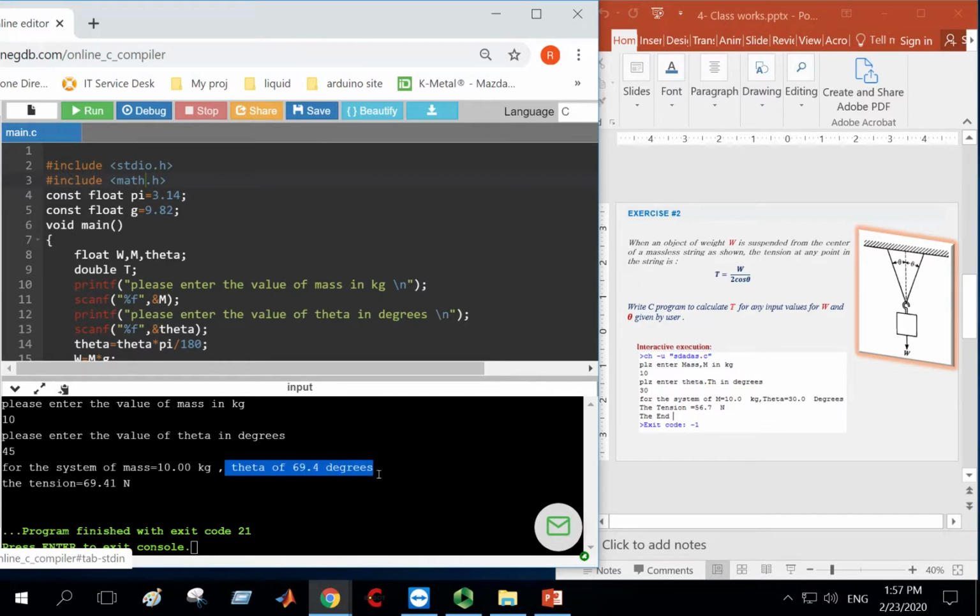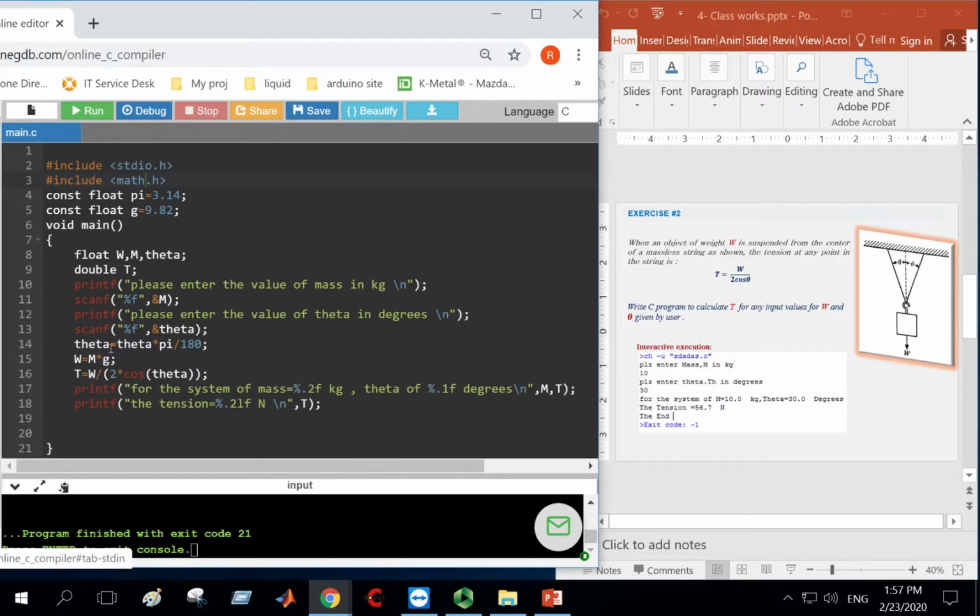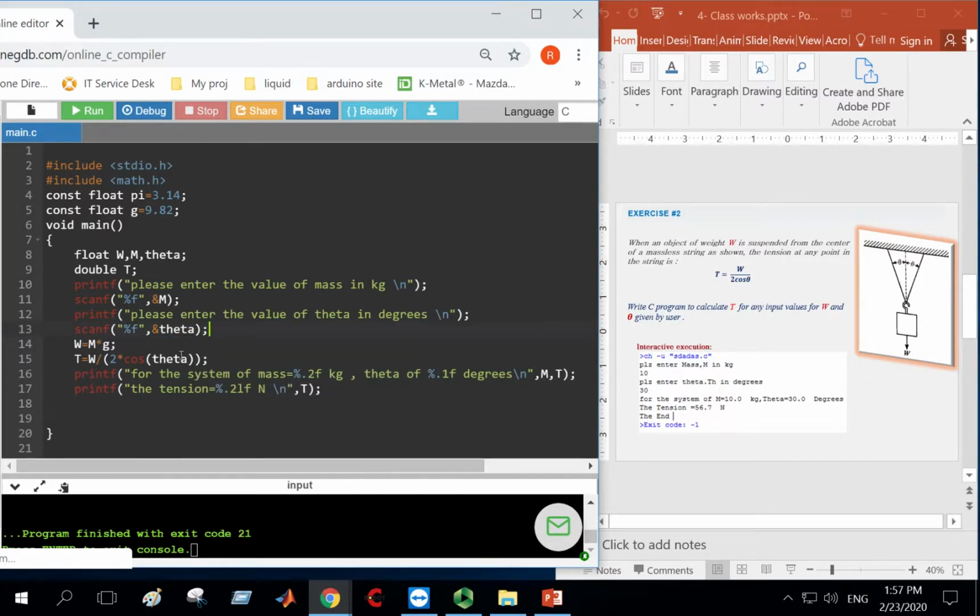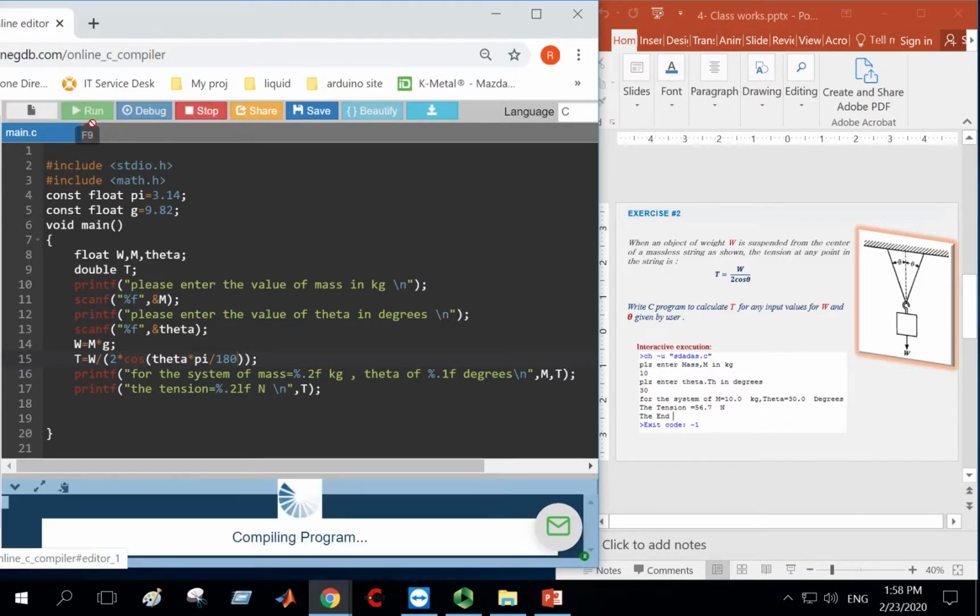theta becomes 69.4 degrees, which is wrong. Why? Because here, as you see, the value of theta changed and converted from degrees to radians. So I prefer to do what here, guys? I will remove all of these. So I will just cut this and remove this line, just keep theta as it is and convert it inside the cosine like this. So cosine of theta multiplied by pi divided by 180. Or you can define two variables, theta degrees, theta radian, and do what you want.